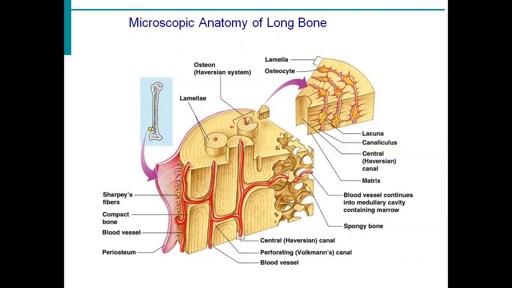In case of spongy bone surface, a central canal is located. This central canal is also called Haversian canal. The main significance of this canal is to deliver the blood circulation, nerve connections, and medullary cavity. It contains bone marrow.